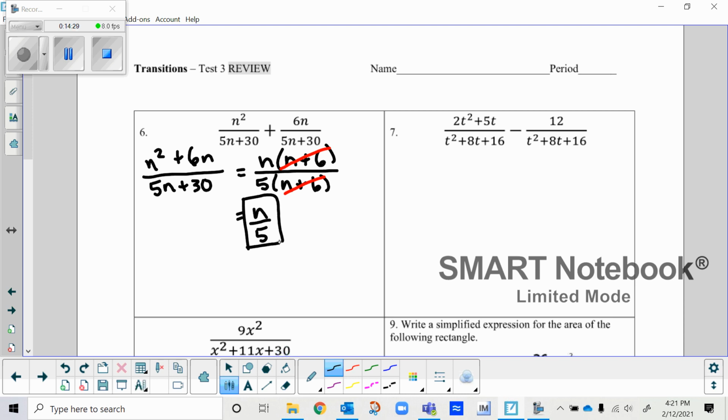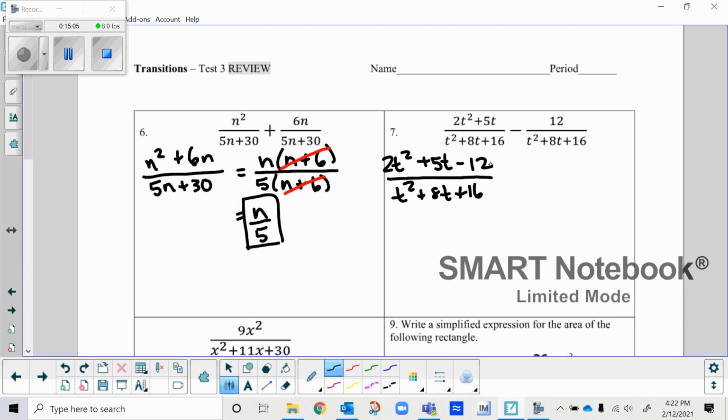And in number 7, we start the same way because we notice that the denominators are the same. So we write one fraction with that denominator without changing it at all. And then we add or subtract across the top. There are no like terms, so we leave everything separate. 2t squared plus 5t minus 12. Now, because both the top and the bottom are trinomials, we are going to have to do the cross method on both of these, but they're going to work a little bit different.